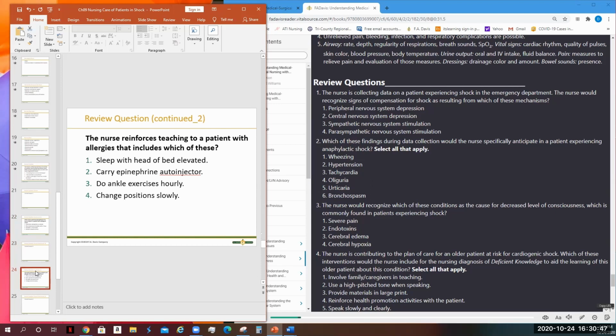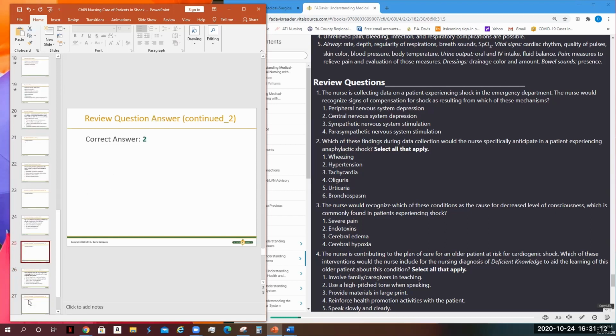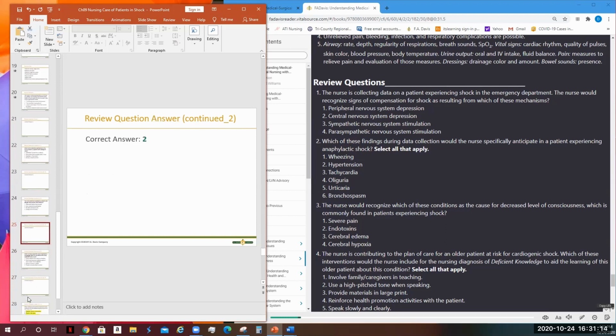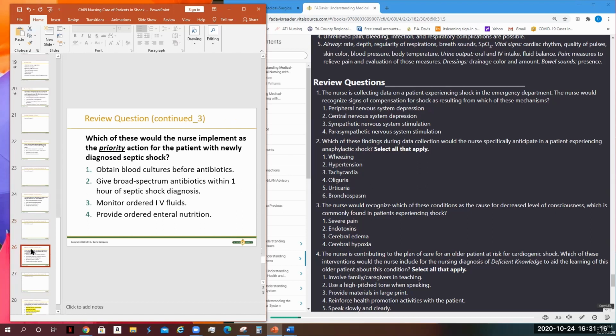The nurse reinforces teaching to a patient with allergies that includes which of these? 1, sleep with the head of the bed elevated. 2, carry epinephrine auto-injector. 3, do ankle exercises hourly. And 4, change position slowly. And the answer for a patient with allergies is number 2, carry an epinephrine auto-injector.